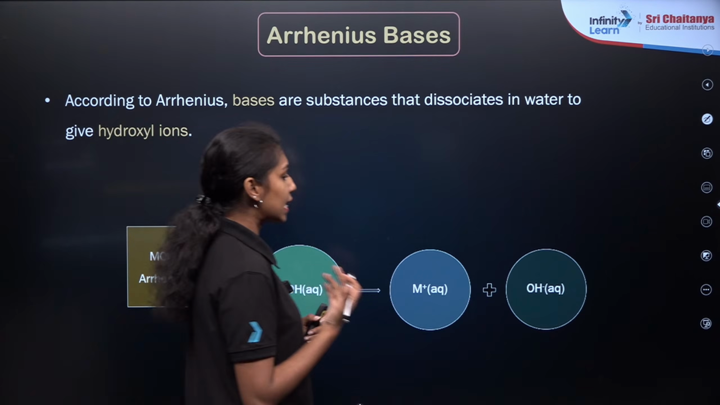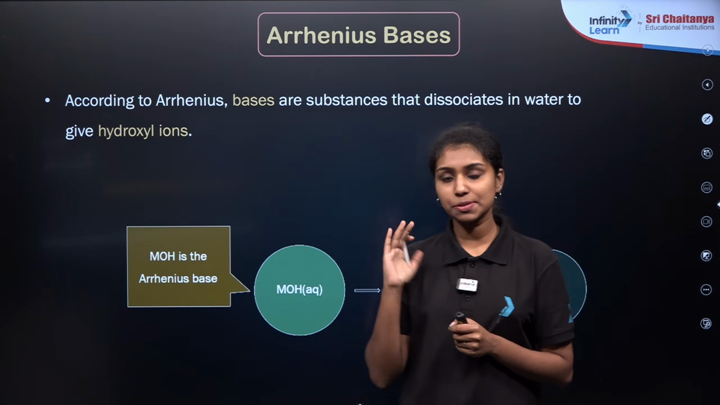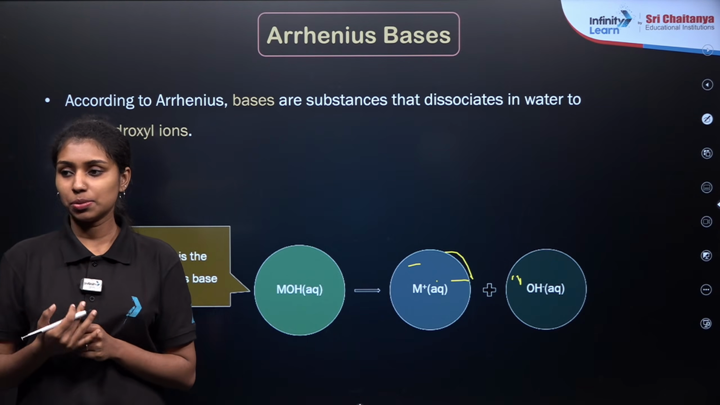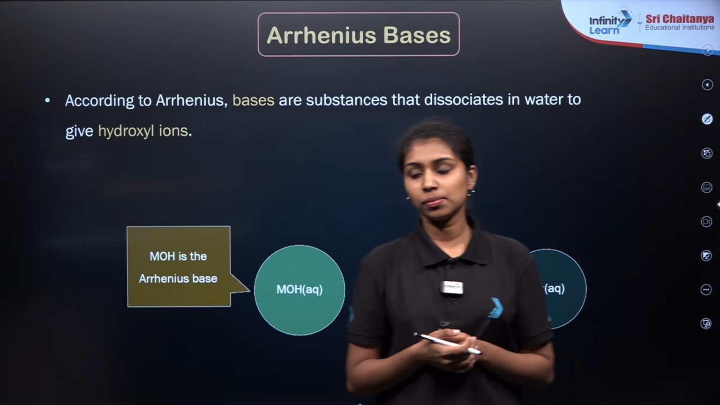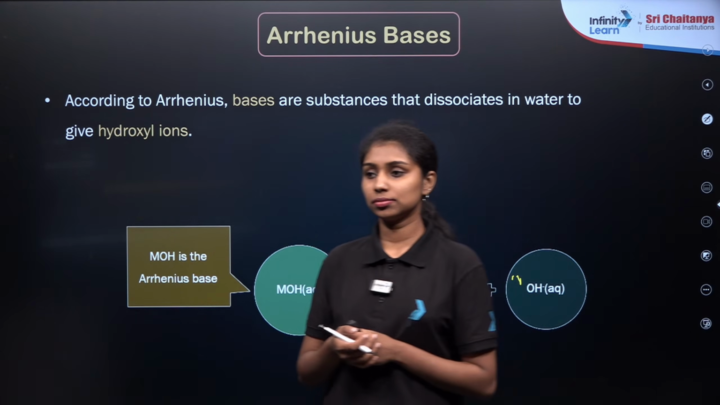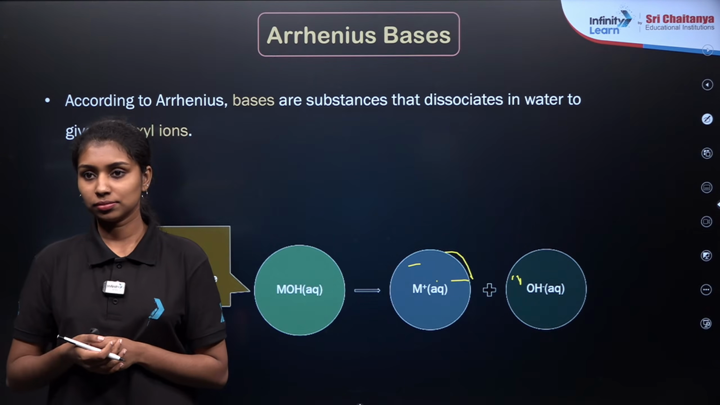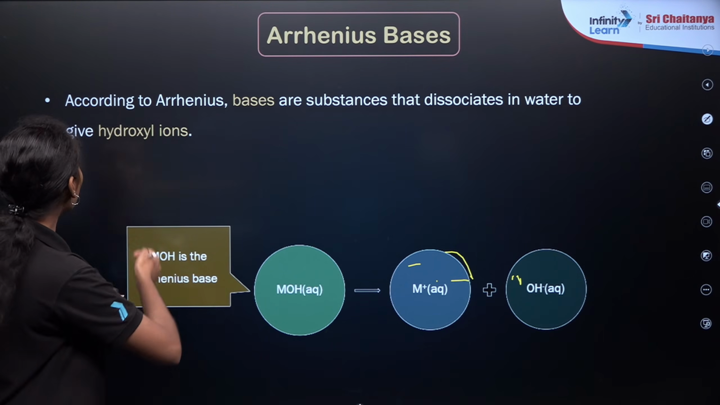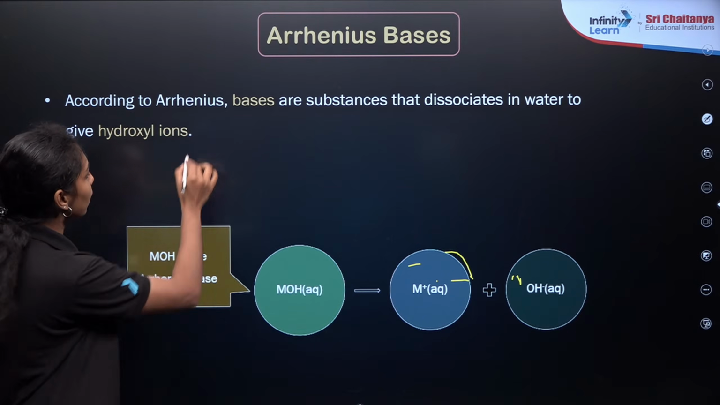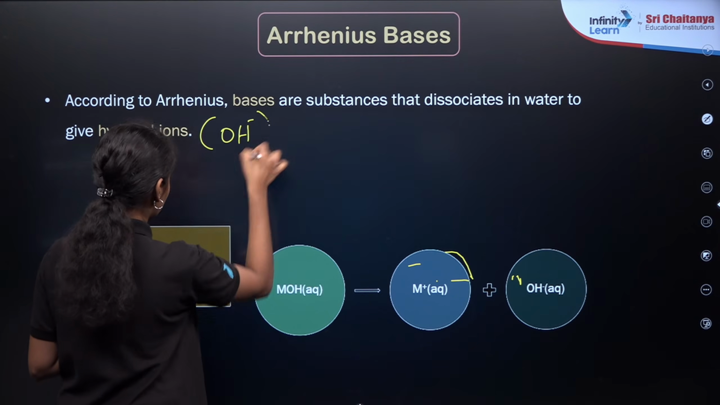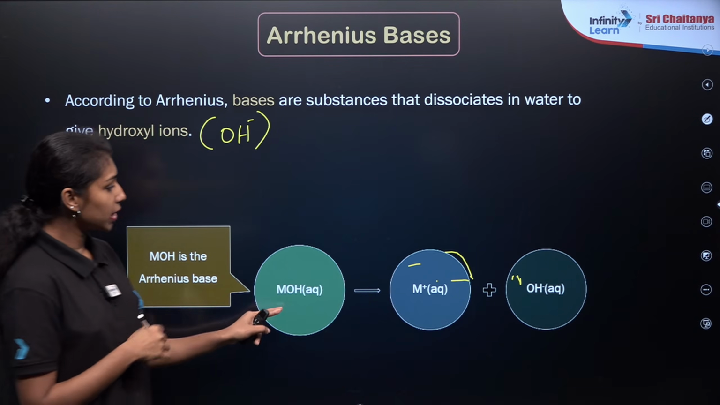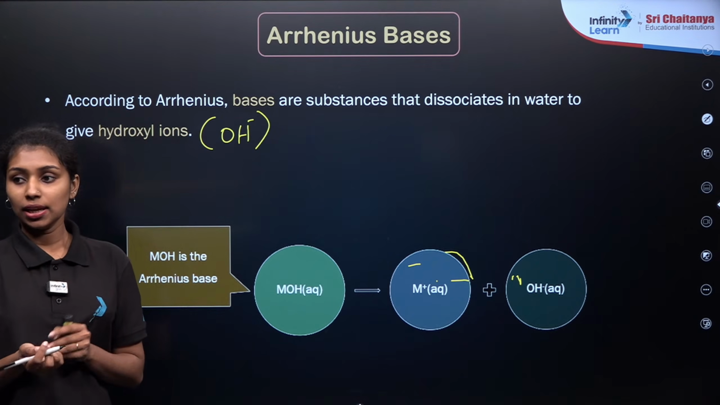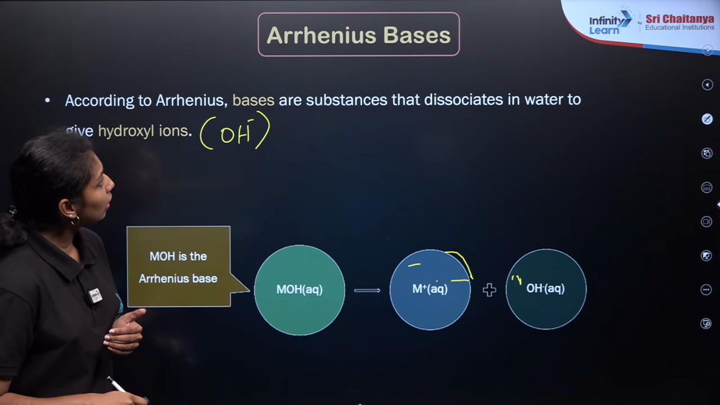Now what do you mean by the Arrhenius bases? As we already know, acids are H plus donors in aqueous solutions. Now what would be the concept of bases? They produce the OH minus ion, the hydroxyl ion. As you can see here, MOH is the Arrhenius base, so it easily forms M plus ion and OH minus ion in the aqueous solution. So what is the limitation of this theory?